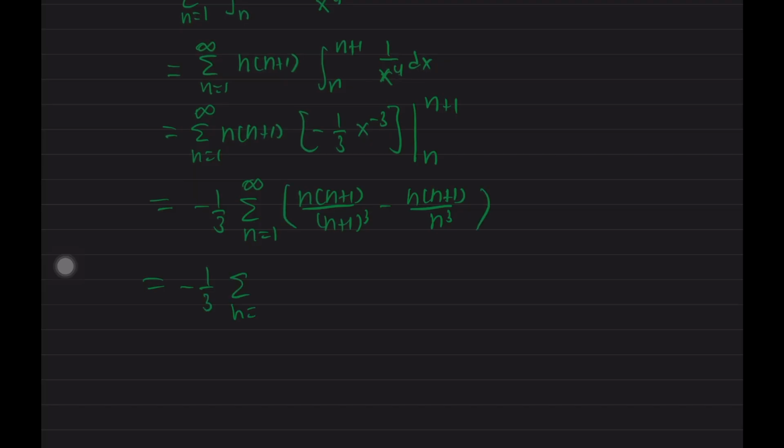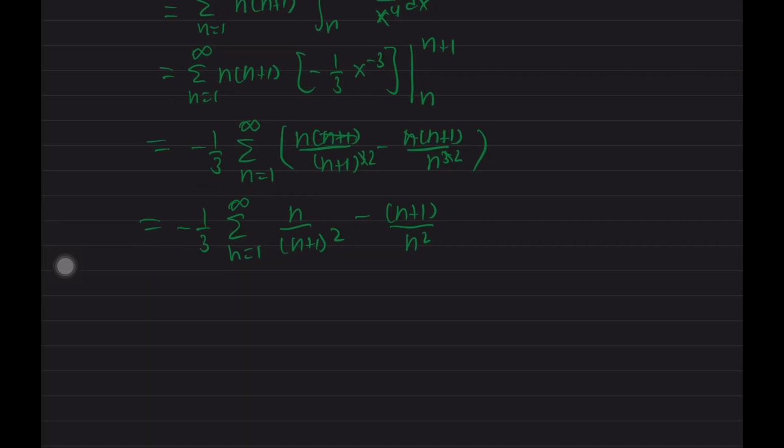Now we just need to find the sum of this infinite series. We have the sum from n equals 1 to infinity. One of these cancels, and one of these also cancels. We have n over n plus 1 squared minus n plus 1 over n squared. Notice that we have n plus 1 squared and n squared.